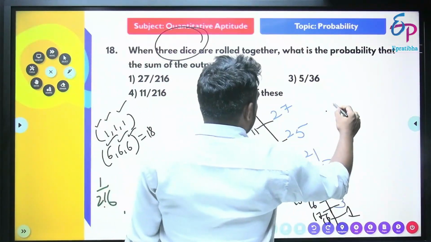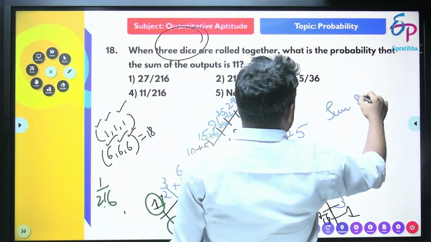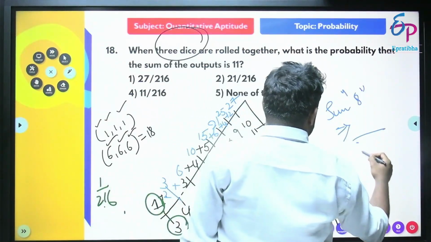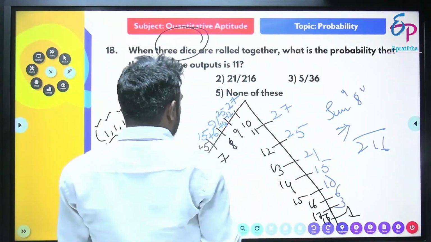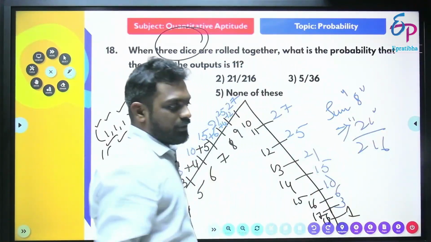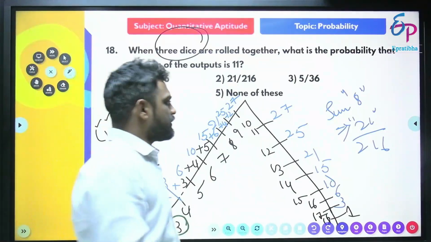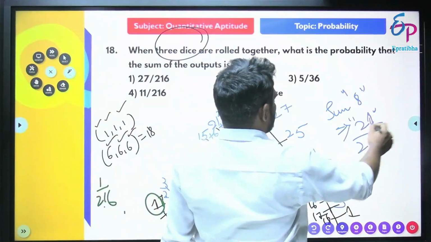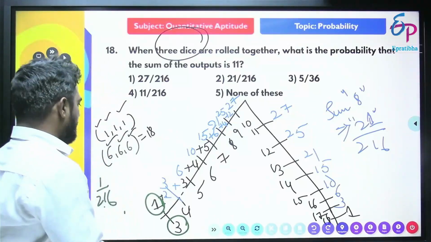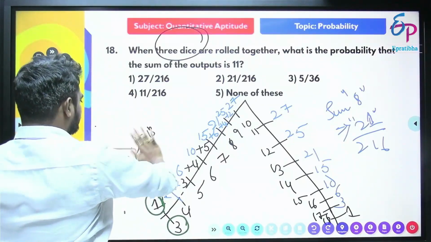When we get the sum 8, if three dice are rolled, total outcomes are 216. Sum should be 8 for how many outcomes? 21 outcomes. So what exactly is the solution? 21 by 216. In this way, we can solve the questions.